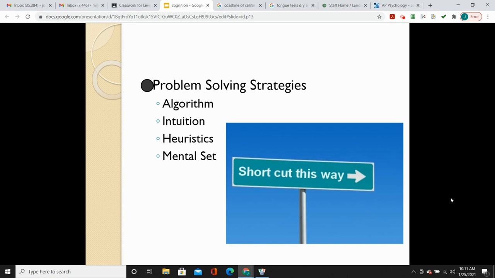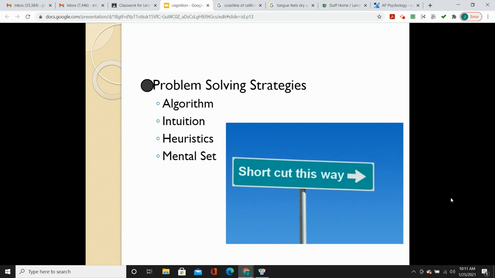Heuristics are when we assume information in some way in order to solve a problem faster. It is essentially a mental shortcut. A lot of times our assumptions about information are correct. The problem with heuristics is that sometimes those assumptions can be based on incomplete information, which could cause false assumptions and incorrect solutions. And then finally, we have a mental set.